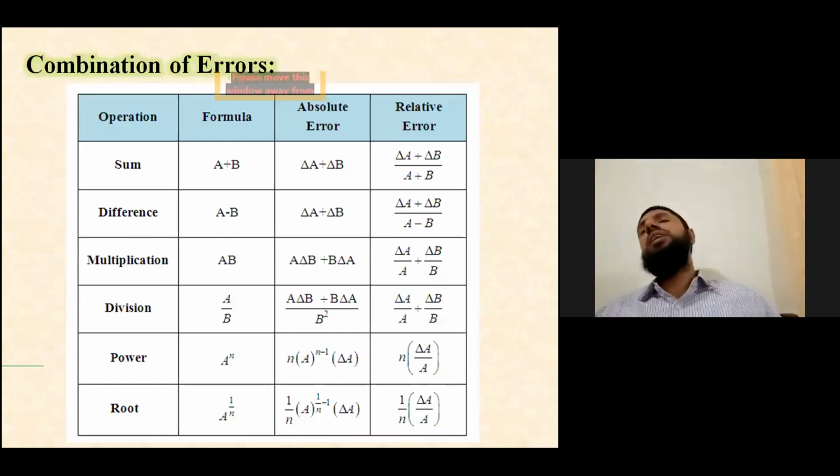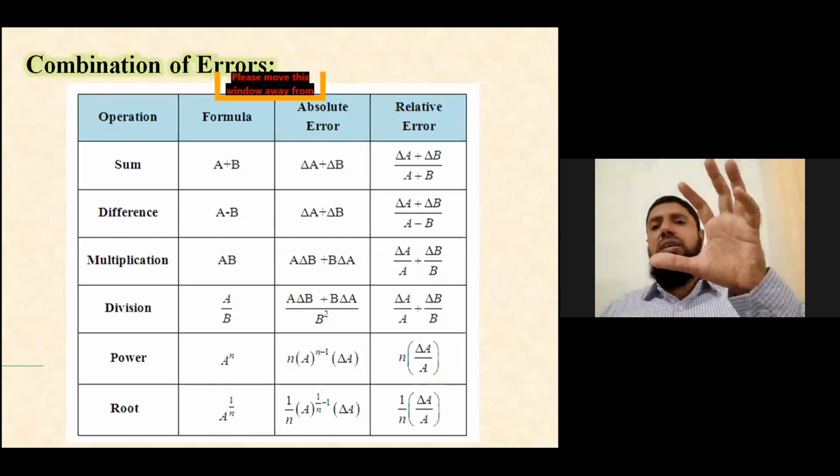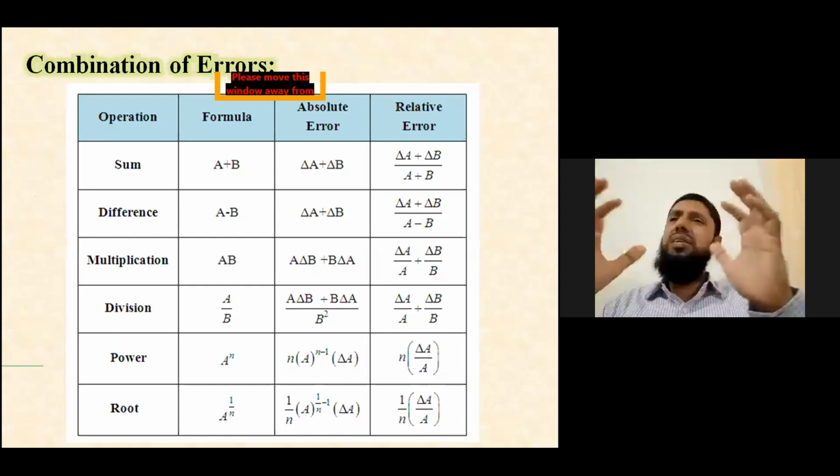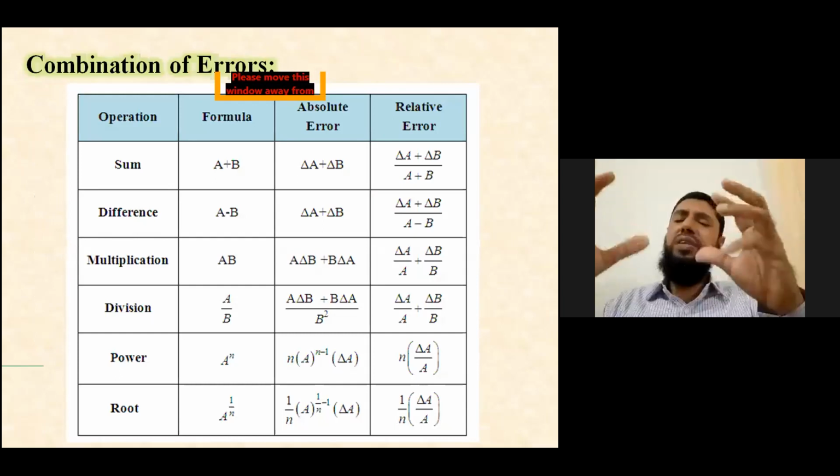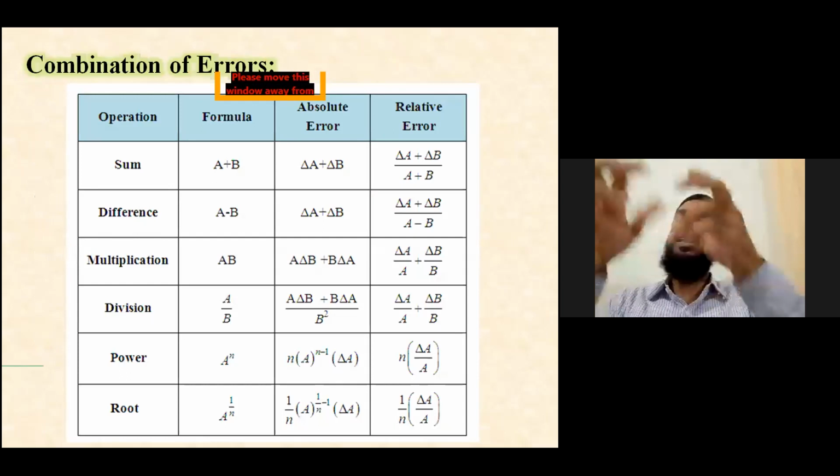Then in the same manner, if I take the errors, we can able to concentrate the whole concept of errors in a single tabular column.